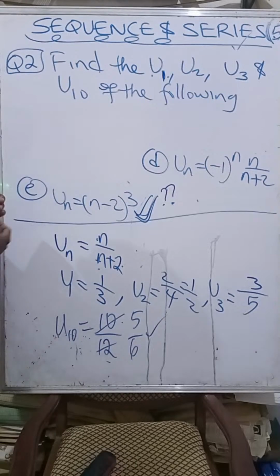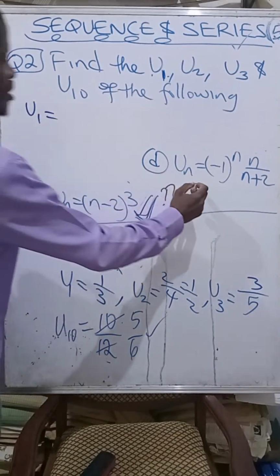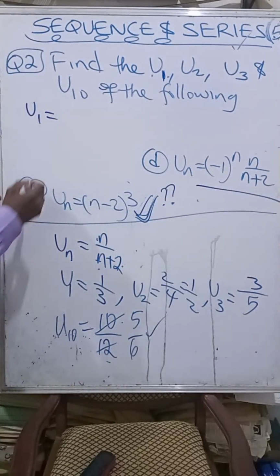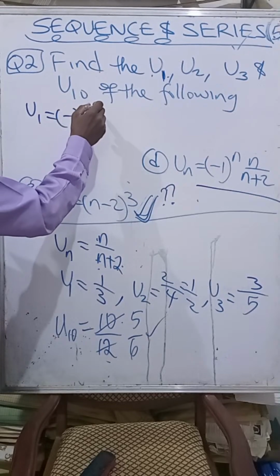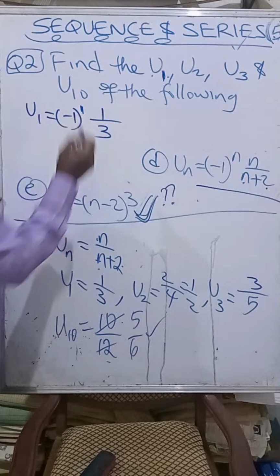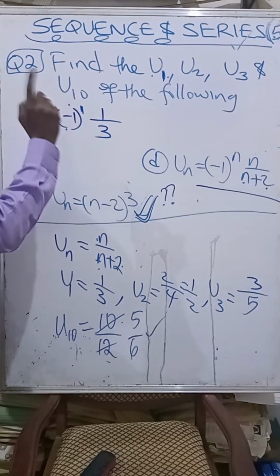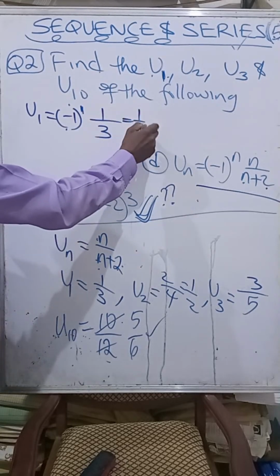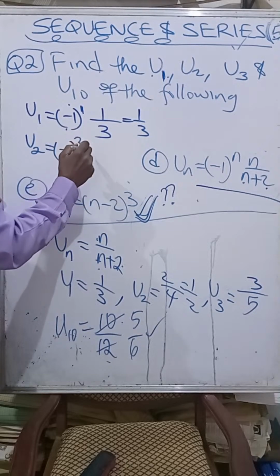Okay. The D, u1, I mean this one, n is 1. That's minus 1 to power 1, 1 over 1 plus 2, that's 3. So minus 1 to the power 1, that's minus 1, that's 1 over 3. u2, n is 2, that's 1 over 3.